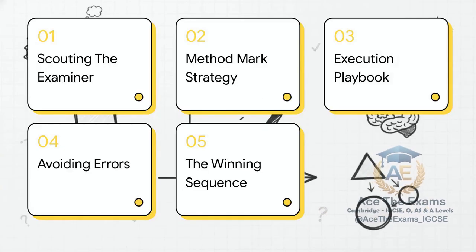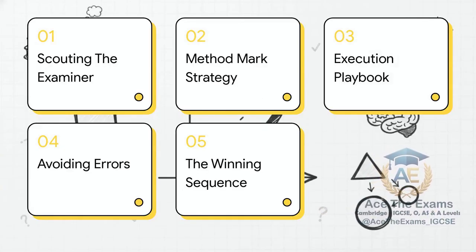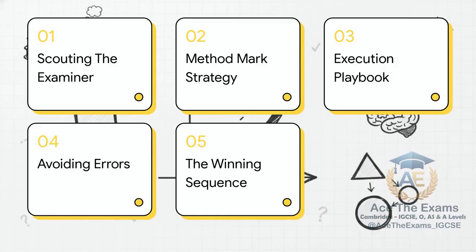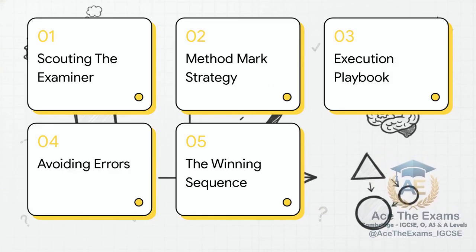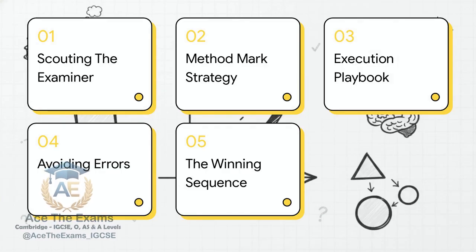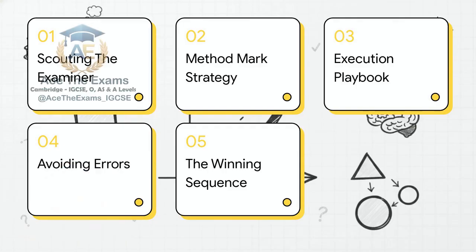All right, so here is our tactical game plan for today's explainer. First, scouting the examiner, then the method mark strategy. After that, the execution playbook, followed by avoiding unforced errors, and finally, the winning sequence. Let's get right into it.